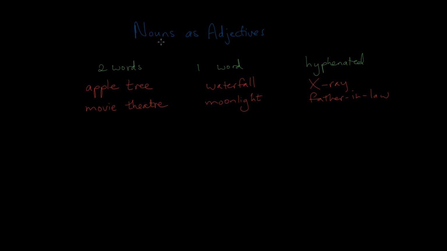Let's learn how sometimes nouns can function as adjectives and how you might diagram that. As you can see here, we have a bunch of what are called compound words. Okay, so we call these compound nouns. Compound nouns can be two words, as in apple tree or movie theater; one word run together, water and fall, waterfall, or moonlight; and then also we have hyphenated ones, x-ray, father-in-law, and so on.